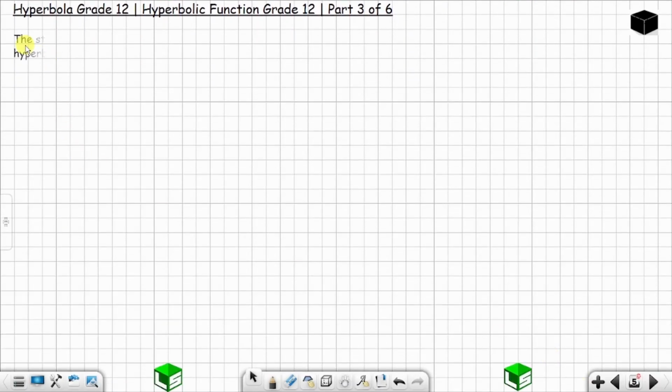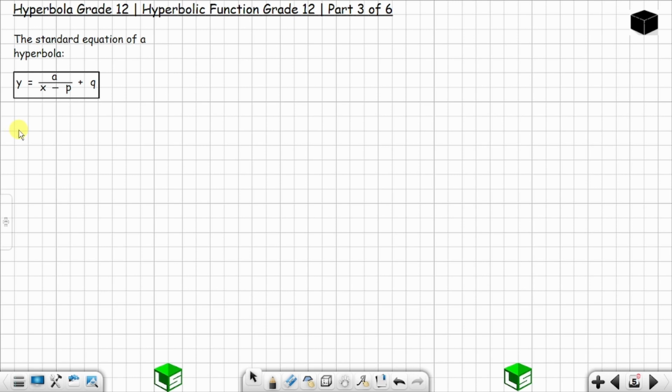Okay, we still have the standard equation of a hyperbola. This is the equation. Like I said, you can have B instead of P. You can have C there instead of Q. It doesn't change, it's still the same. So this is the standard equation of a hyperbola.